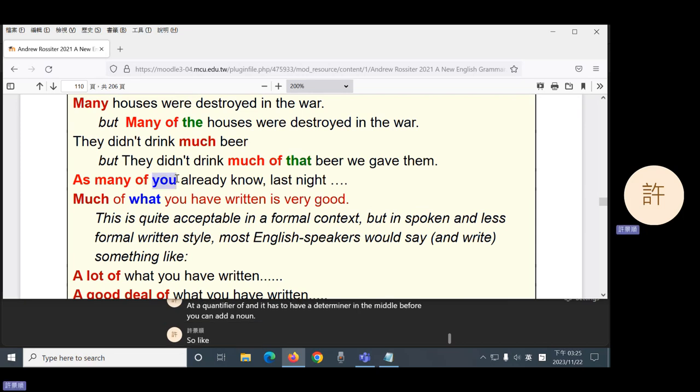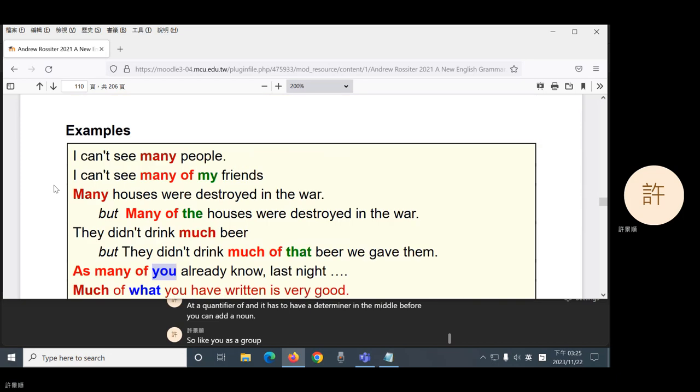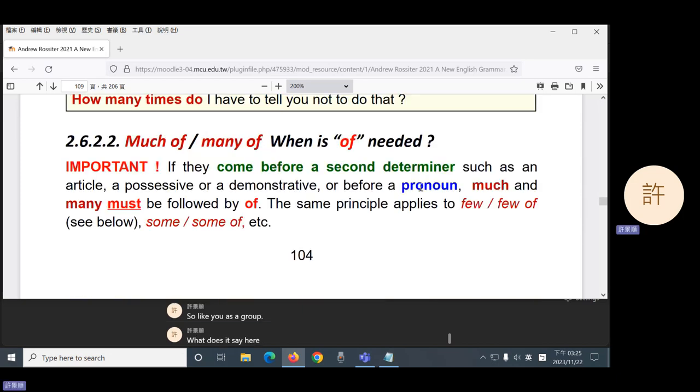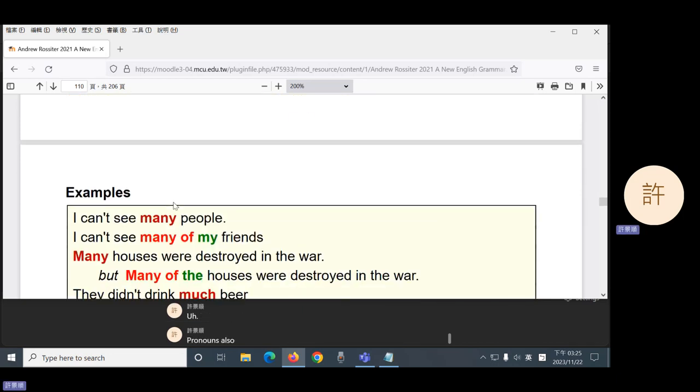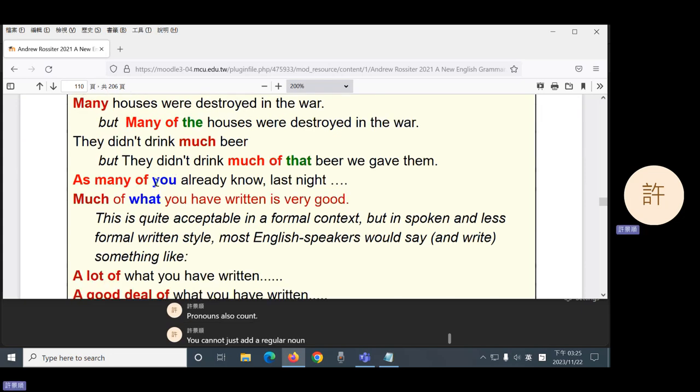So like you as a group, what does it say here? Pronouns also count. You cannot just add a regular noun. So many of you, but you can't say many of students. You have to say many of the students.